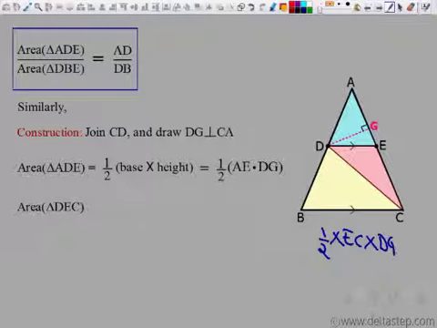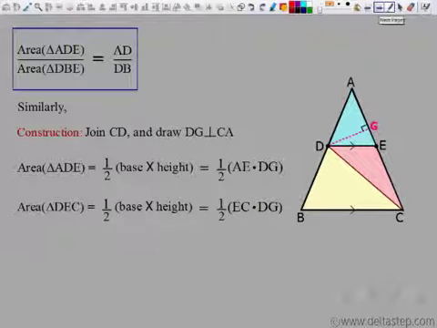So this is what I'll get here: half into EC into DG. Again, you can see DG common, half common. So let's just divide these two triangles. If I divide these two triangles, I can cancel out DG, common in both. I can cancel out half, common in both. What I'm left with is area of triangle ADE divided by triangle DEC would give me AE by EC.